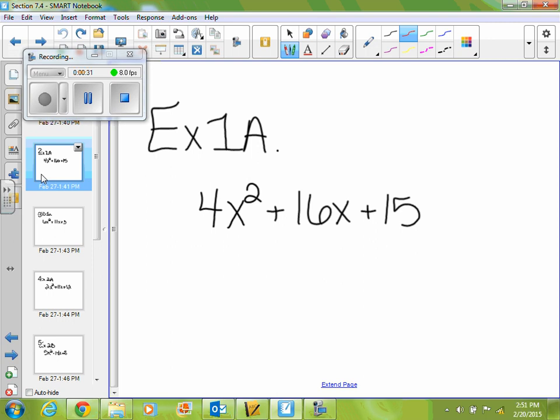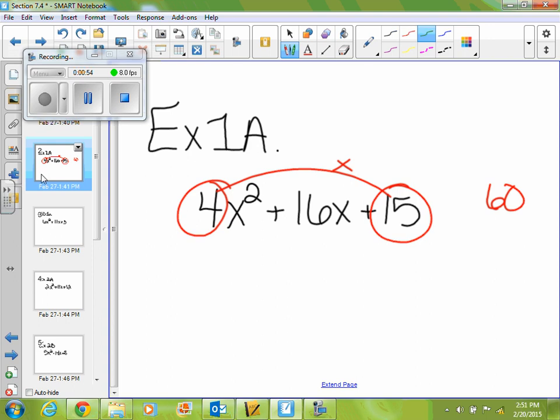Okay, and so normally you would just start at the 15, and then you find your factors that add to 16, right? And that'd be 15 and 1, and then you'd be like, well, I'm done. It doesn't work when you have a number out front. So when we have a number out front, our first step is to take the 4 and the 15, and we have to multiply them. So 4 times 15 is 60.